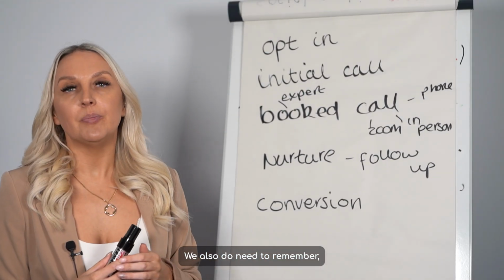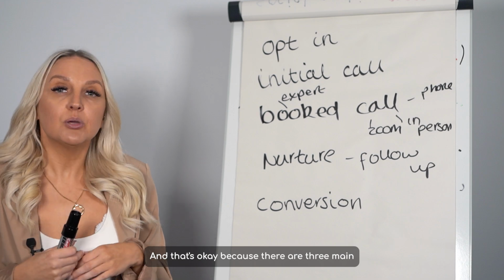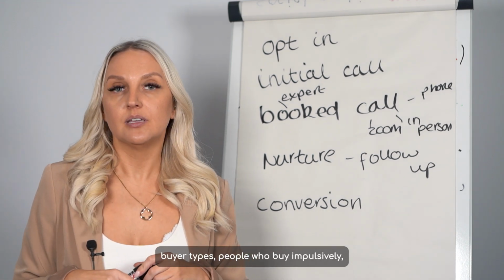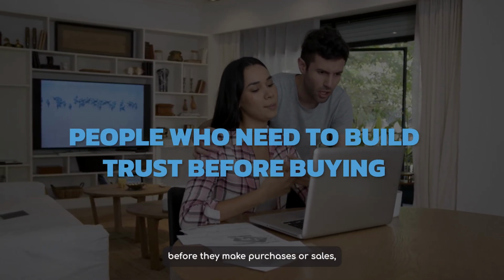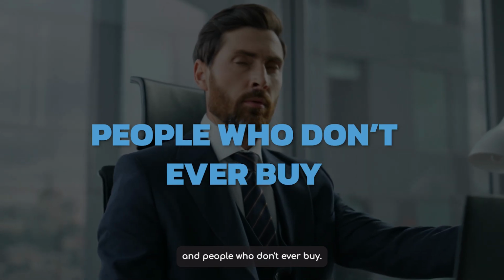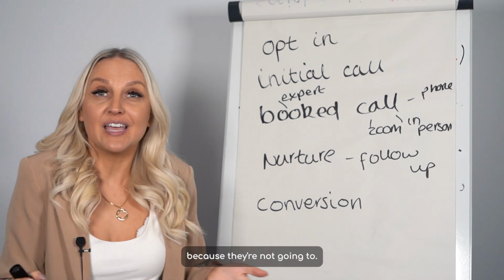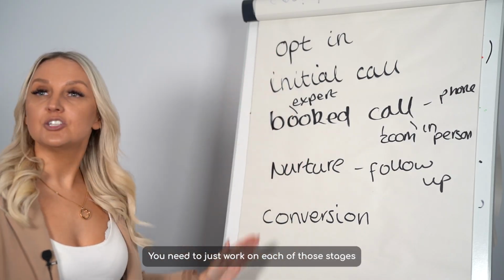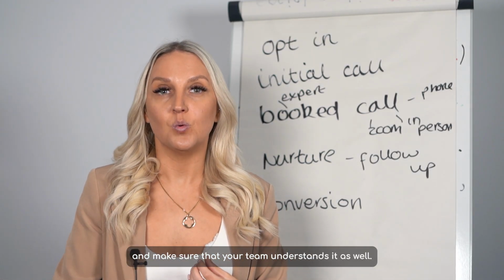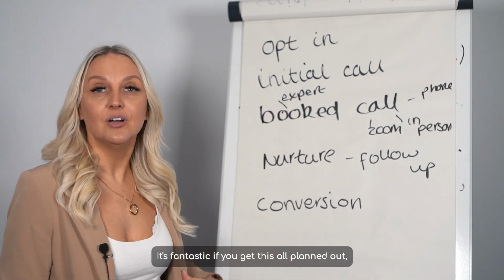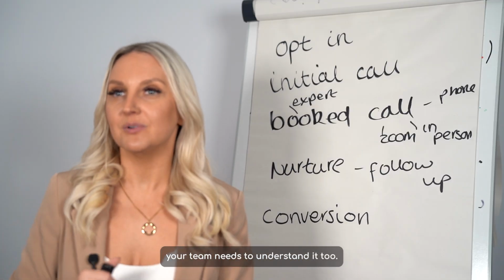We also do need to remember within lead progression, there's always going to be people who don't buy, and that's okay because there are three main buyer types. People who buy impulsively, people who need to build trust before they make purchases or sales, and people who don't ever buy. So don't be disheartened if not every lead makes it the whole way through, because they're not going to. You need to just work on each of those stages of that progression and make sure that your team understands it as well. It's fantastic if you get this all planned out, but if it's not you making the calls and not you delivering and not you nurturing, your team needs to understand it too.